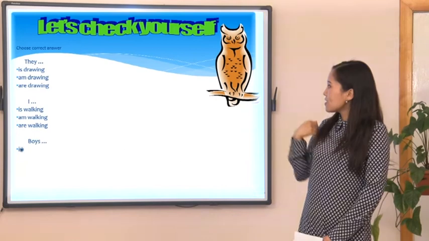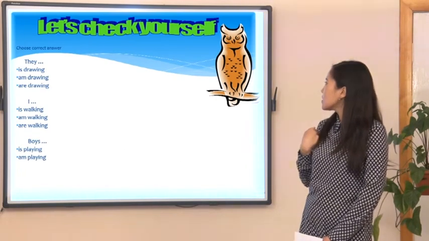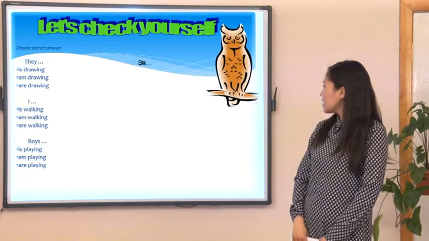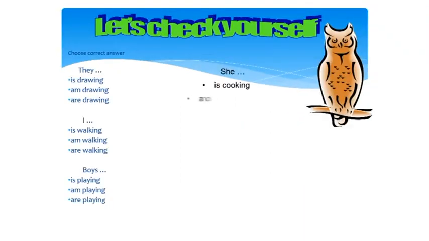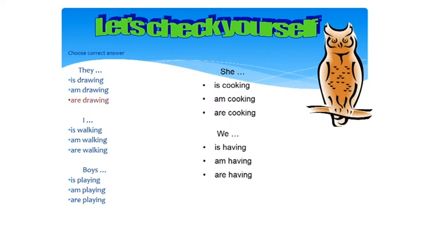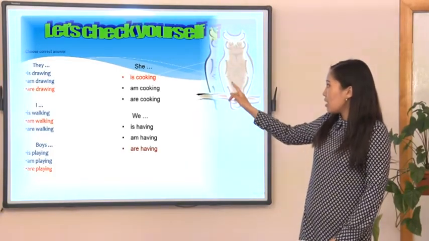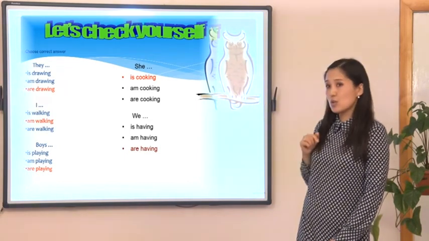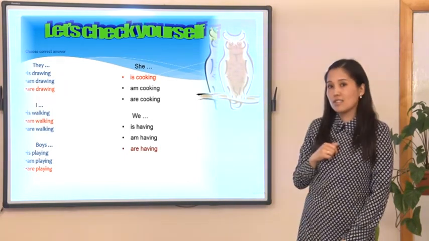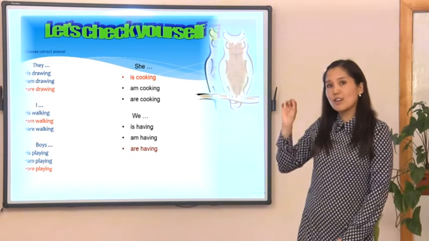Here we have the subjects: they, I, boys, she, we. I think you are ready because it's not so difficult, because before we learned how we make all these sentences. For example, with the subject they, we always use the to be form are because it's plural. And as I marked here in red, they are drawing is the correct answer. I think you are right. If you're not, you should check it.